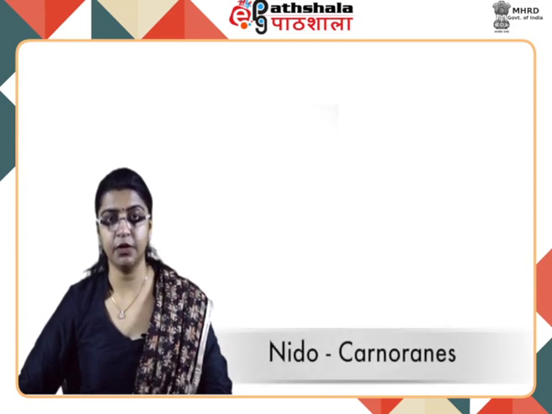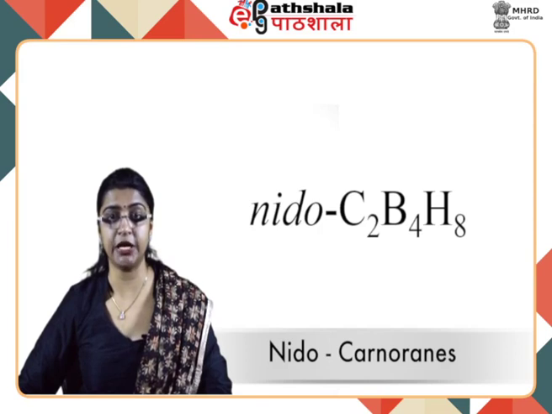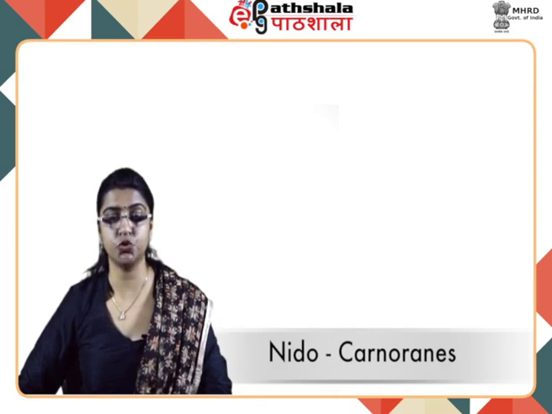Nidocarboranes. These carboranes may be assumed to be derived from the closo-triangular polyhedral structure of a closocarborane by removal of one of the vertices of the polyhedron. The resulting nido, that is a nest-like structure, has n+2 electron pairs in its multicenter bonding orbitals. In nido C2B4H8, n is equal to 2 plus 4, that is 6.